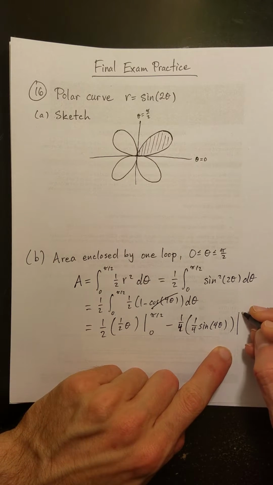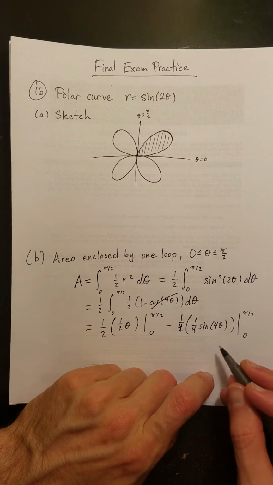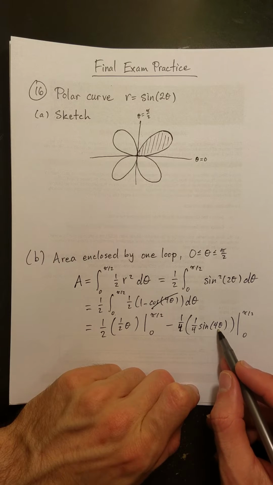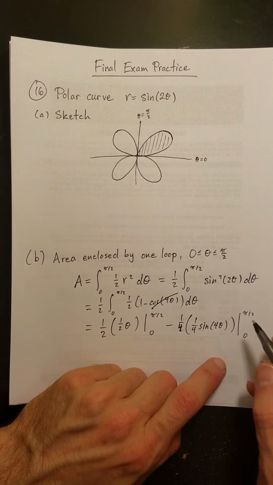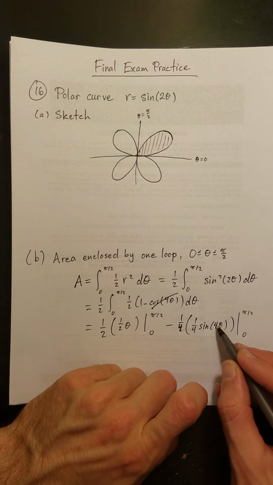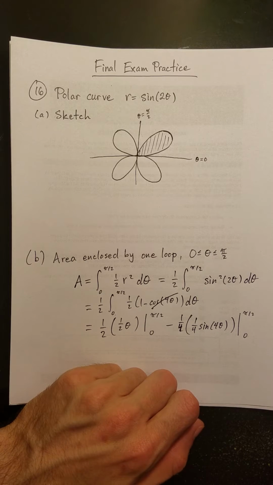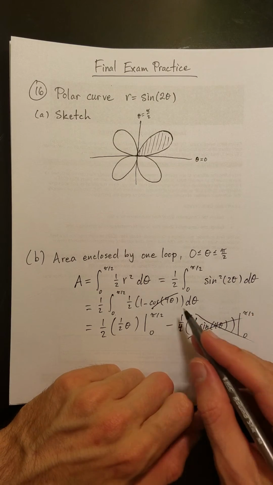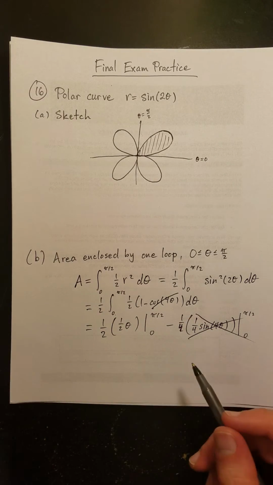So either way, we evaluate at pi over 2 and at 0. I'll take care of this term. I'll show it's equal to 0. Clearly, when theta is equal to 0, sine of 4 times 0 is sine of 0. That's just equal to 0. So this term contributes nothing. When theta equals pi over 2, 4 times pi over 2 is 2 pi. So sine of 2 pi is just equal to 0. So this term contributes nothing. And this is essentially why we were able to cross out the cosine 4 theta from the beginning.